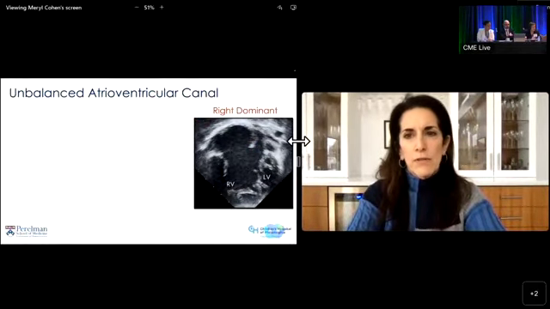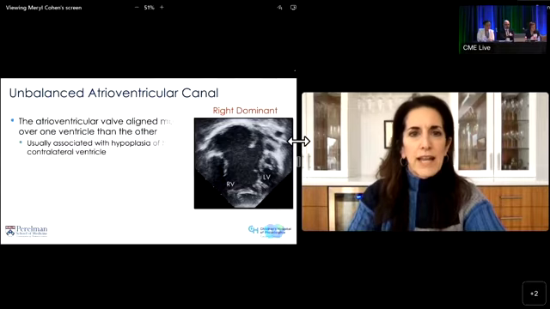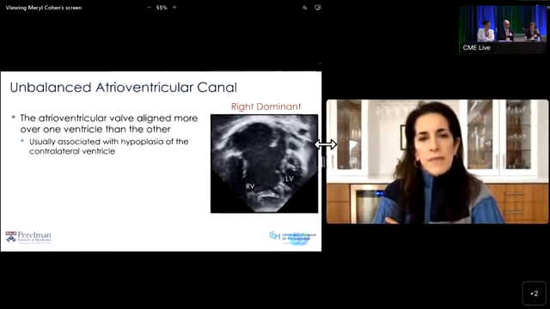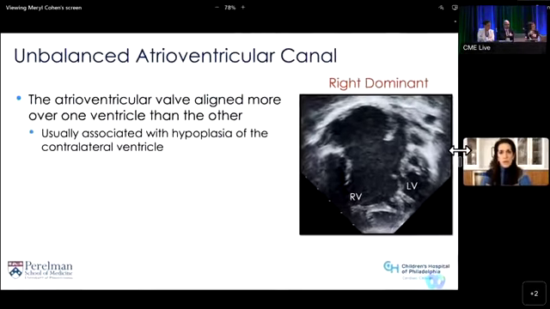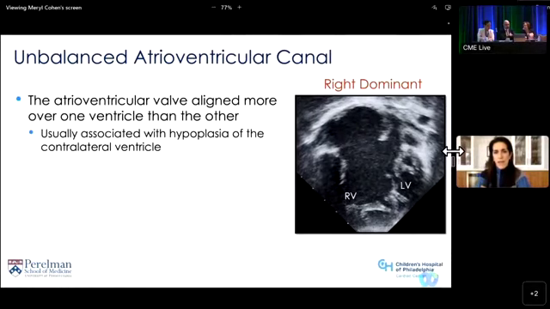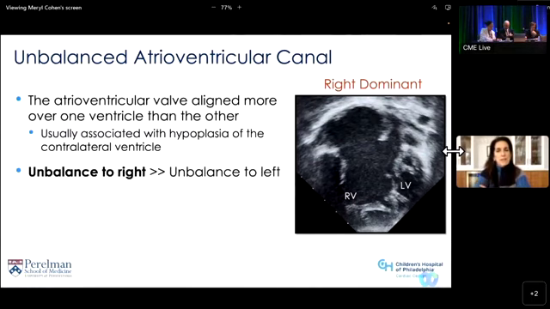And so how do we define unbalanced AV canal? It's when the AV valve is aligned more over one ventricle than the other, and that typically is associated with hypoplasia of the contralateral ventricle. And unbalanced to the right is much more common than unbalanced to the left.